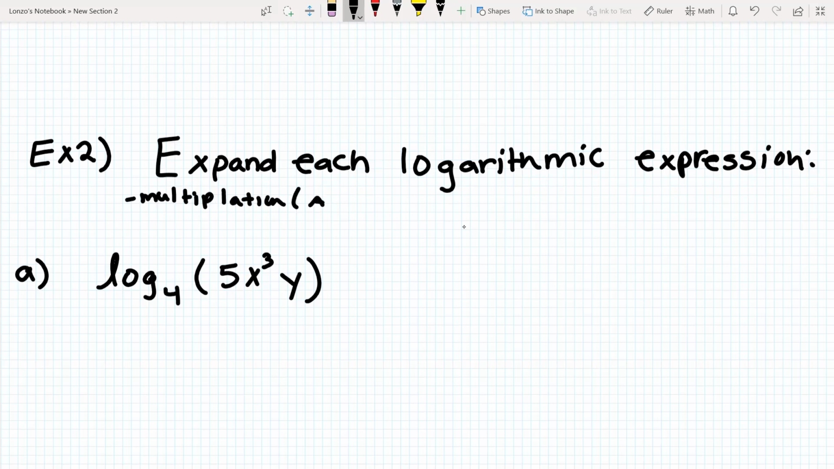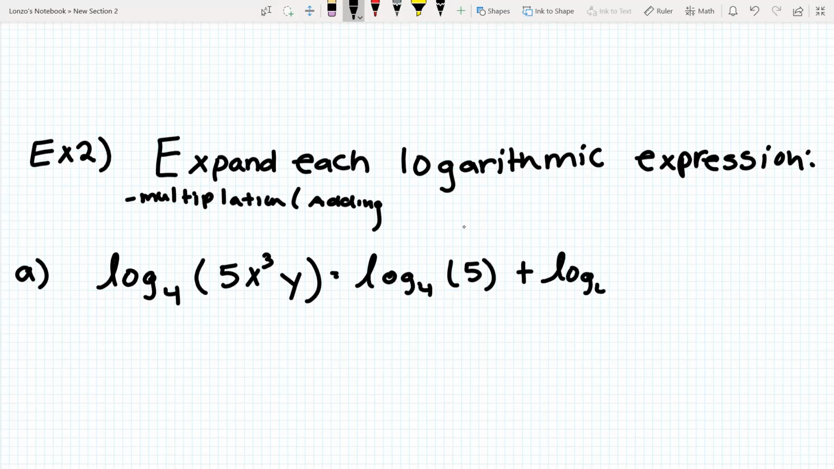With logs, when you're multiplying, you're really adding, right? So let's rewrite this problem by giving everyone a single base of log 4. So log base 4, and we'll start with the 5. So that would be log base 4 of 5, plus, right? Because we are multiplying, and when we're multiplying, we're adding. So plus log base 4 of x cubed, and then plus, because we're going to multiply it by the y, plus log base 4 of y. Okay.